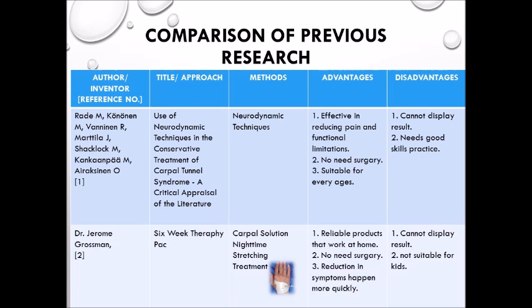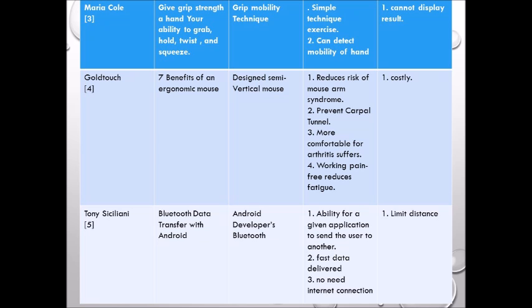Next is from Goldtouch, which is 7 benefits of an ergonomic mouse. It was designed as a semi-vertical mouse. The advantages are to reduce the risk of mouse arm syndrome, prevent carpal tunnel, be more comfortable for arthritis sufferers, and allow working pain-free and reduce fatigue. The disadvantage is that it is costly.